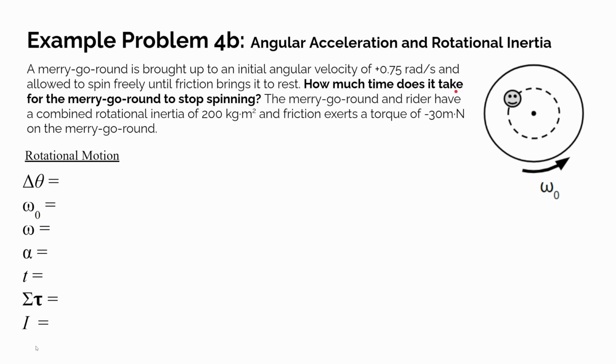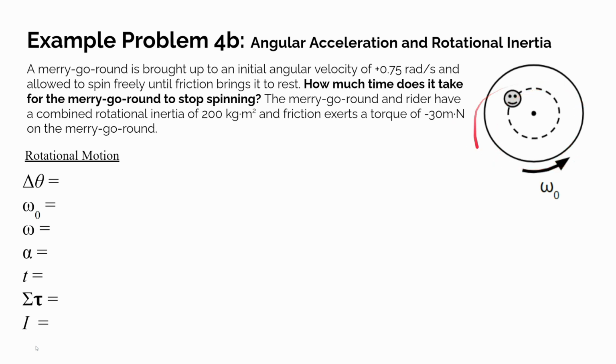Right after the kids stop pushing, does it take 20 seconds, 5 seconds? That's what we're going to figure out. So a couple of things that we need to know. One, the merry-go-round and the rider have a combined rotational inertia of 200 kilogram meters squared. This is that quantitative measure of how much the system of the kid and the merry-go-round together resist slowing down rotationally or speeding up rotationally. And friction exerts a torque of negative 30 meter newtons.